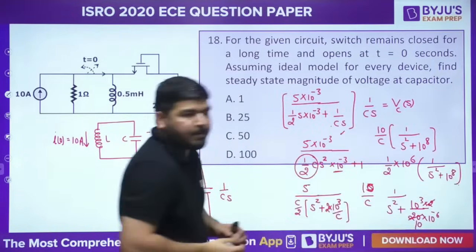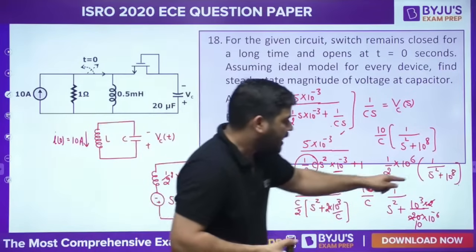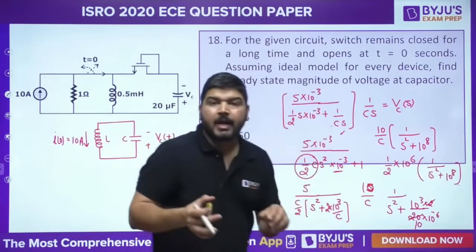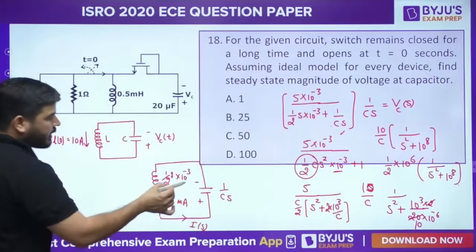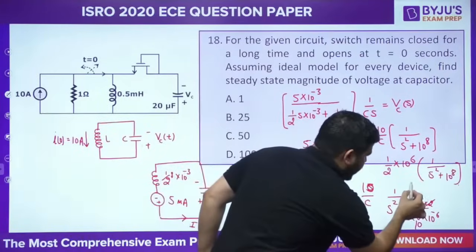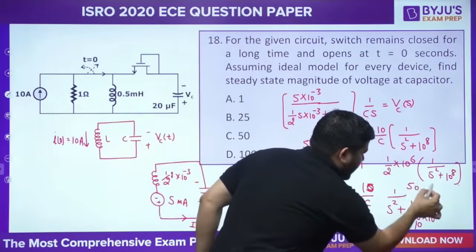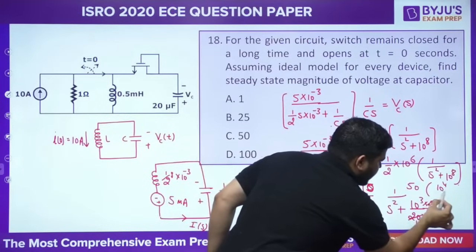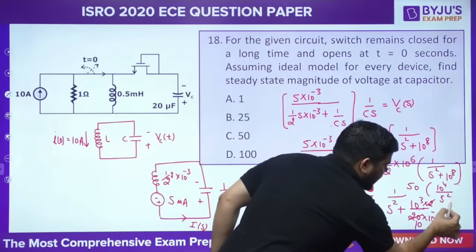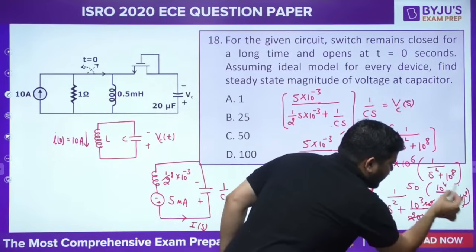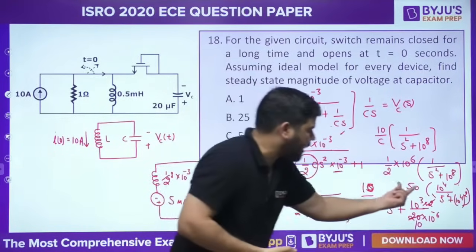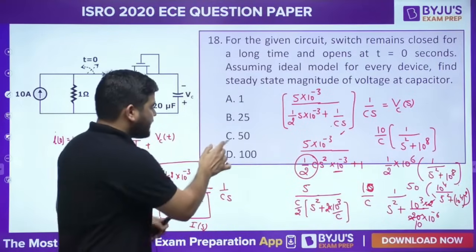Now I have to take the Laplace inverse. Laplace inverse is very easy. You know that this 10 to the power 8 is the square of 10 to the power 4. So what I can do is I can write it like this: 50 into 10 to the power 4 divided by S square plus 10 to the power 4 square. It will become sine, and the amplitude is 50. So the answer is Calcutta.